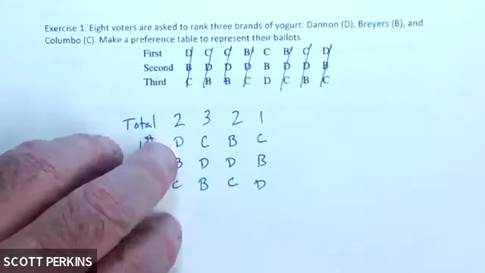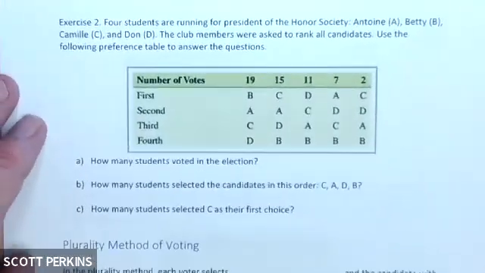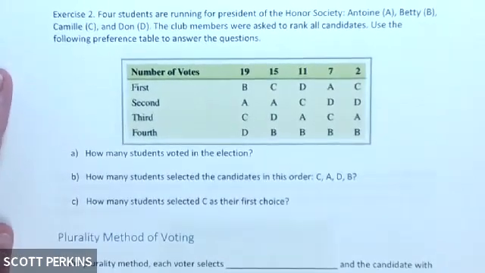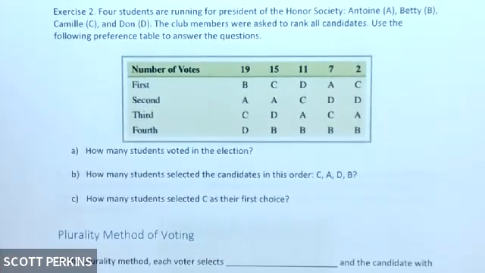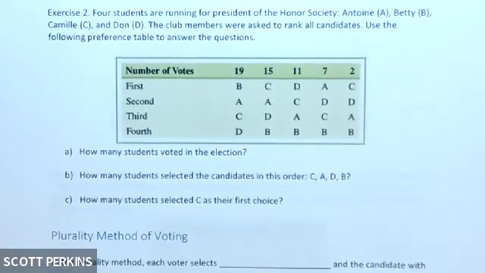Okay, then what you're going to do at the top of the next page is a preference table is given to you. This is just practice reading it. Again, I don't think this is anything that's going to trouble you, but I just want to make sure I give you the opportunity to ask any questions. So give your best try to answering the 3 questions related to the preference table in exercise 2.